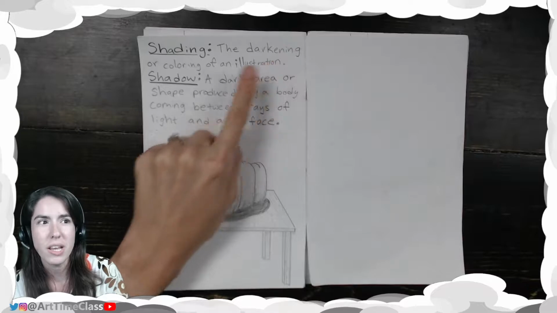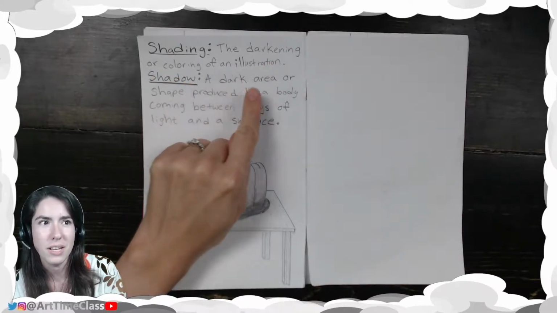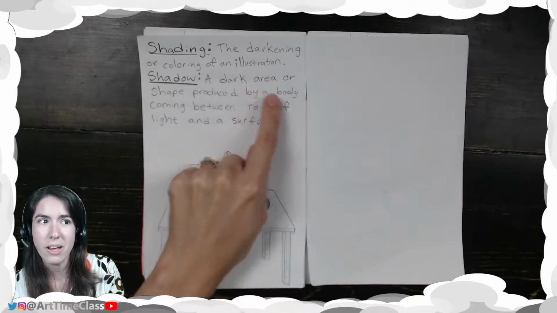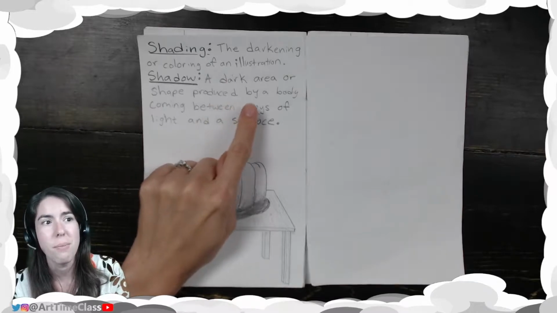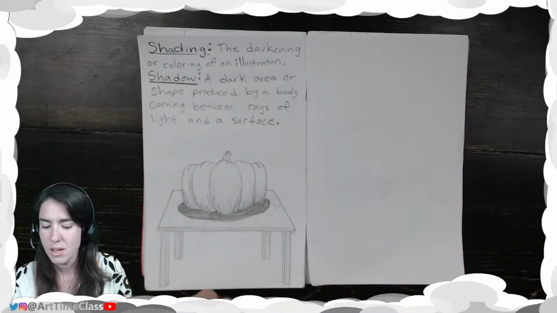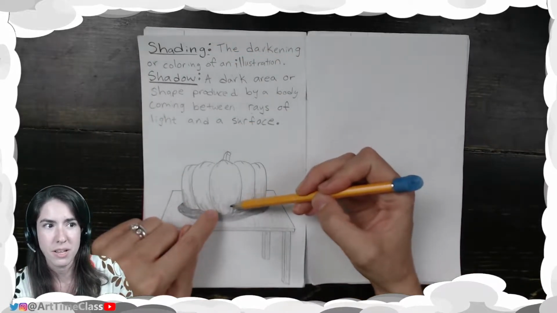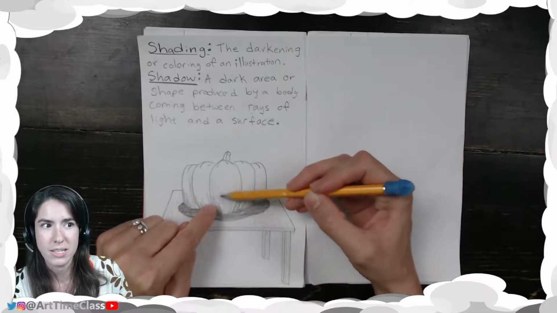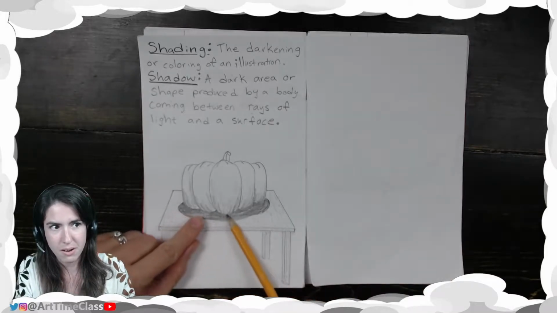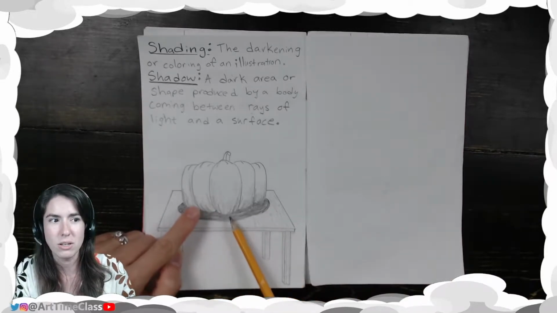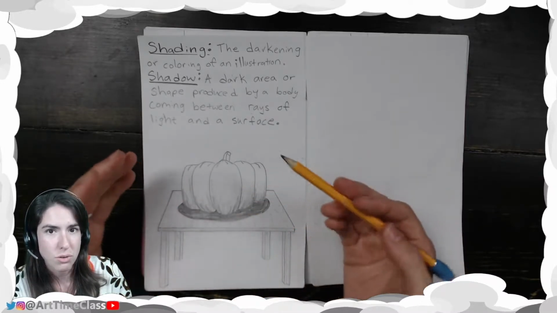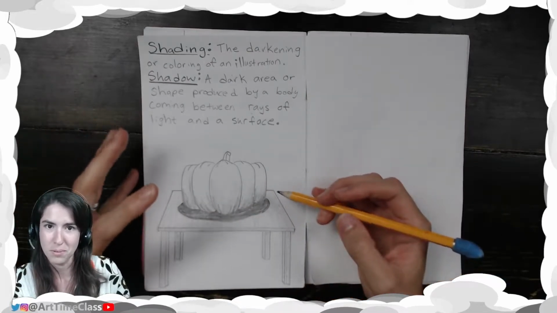Shading is the darkening or coloring of an illustration. A shadow is a dark area or shape produced by a body coming between rays of light and a surface. So shading is this part down here where it's a little dark and it gets lighter and lighter as it comes up. And then the shadow is this part down here underneath. The shadow is what makes it look like it's touching the table. And the shading is what makes it look more three-dimensional, like it's an actual pumpkin sitting on a table.